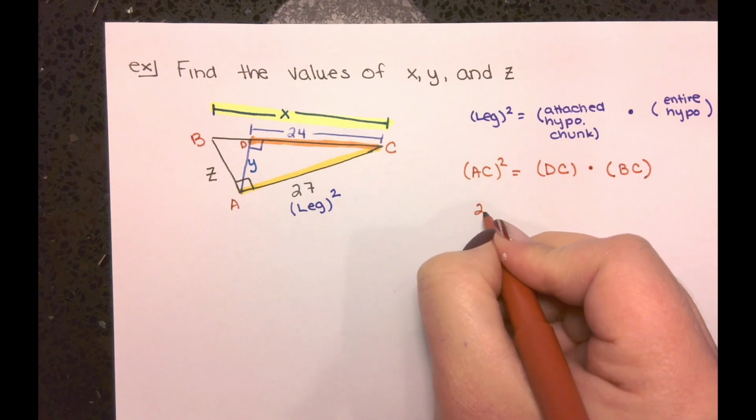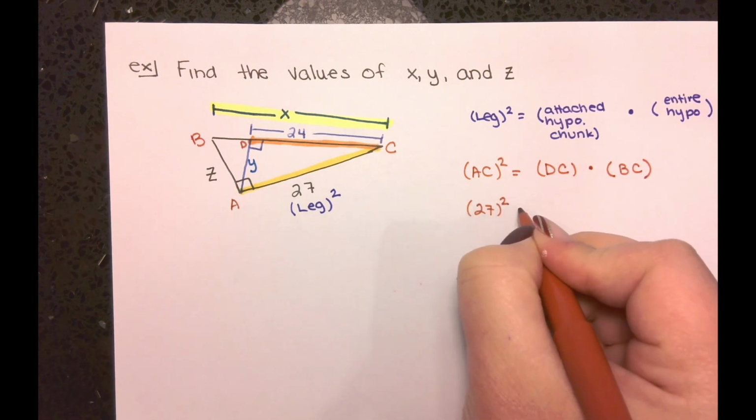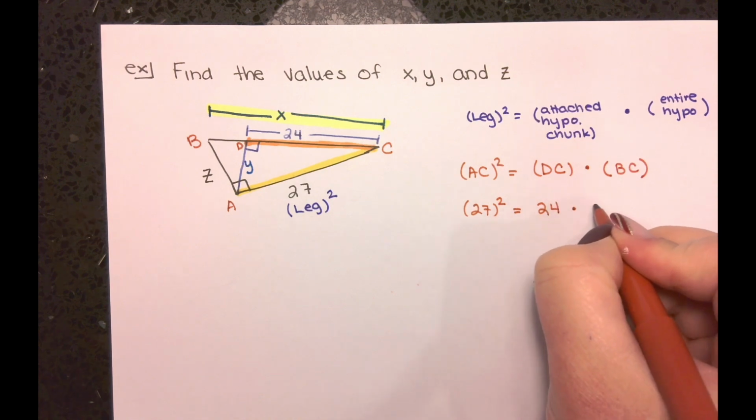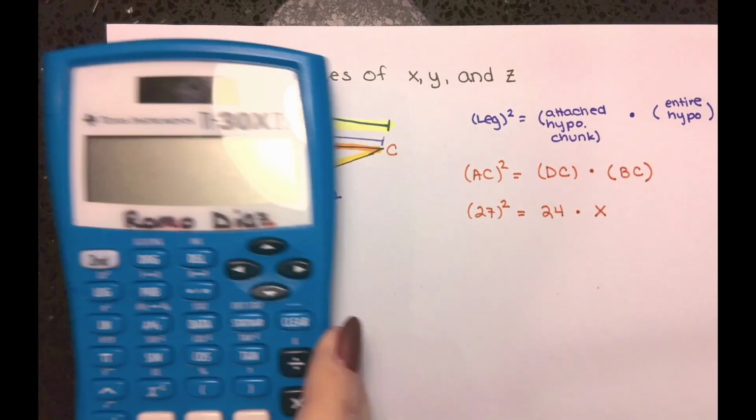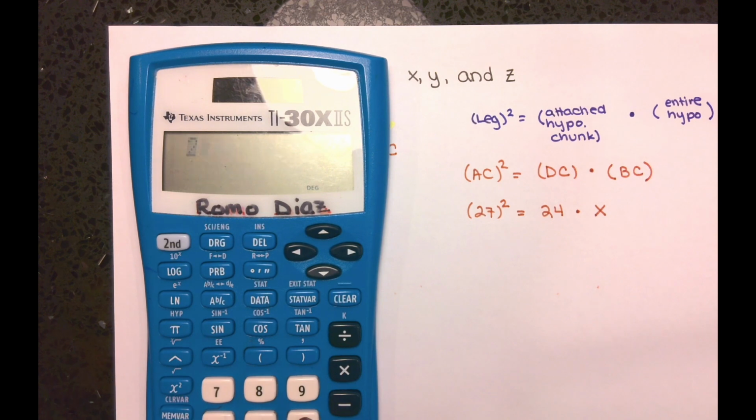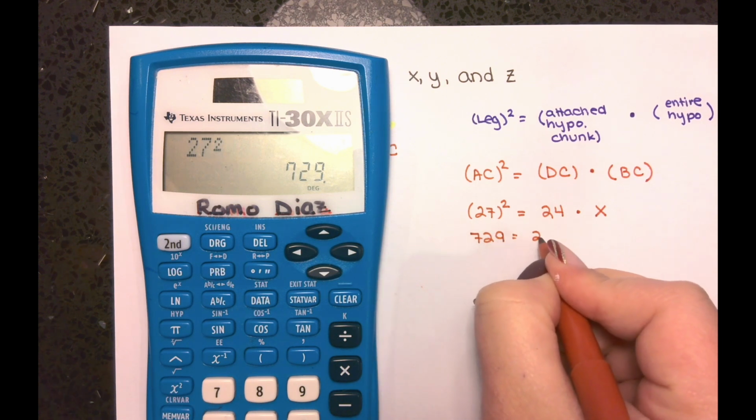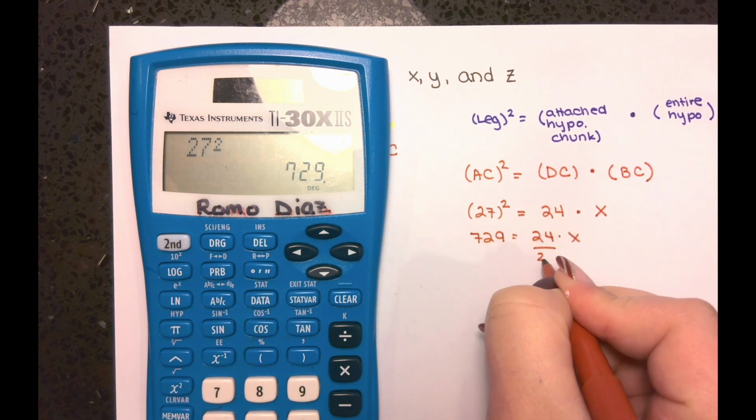So we have 27 squared is equal to the attached, which is 24, times the entire, which is x. So we got 27 squared divided by 24.